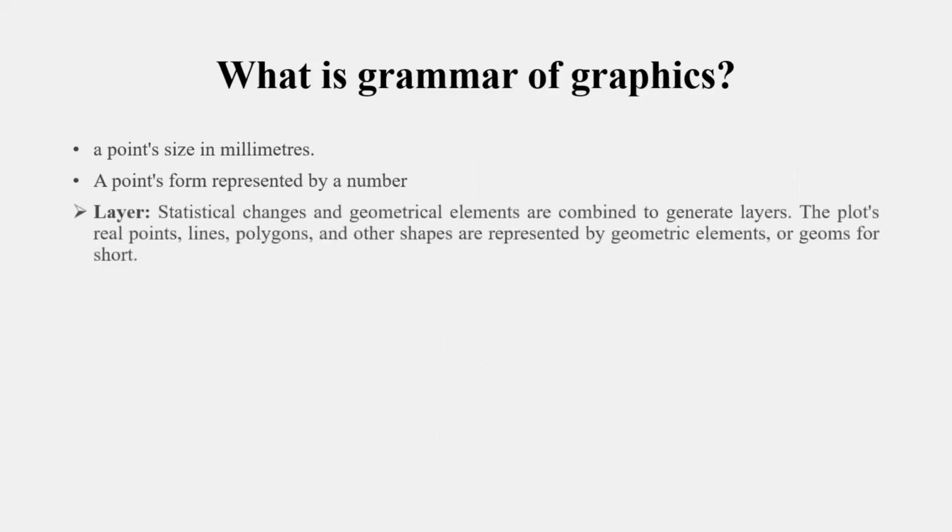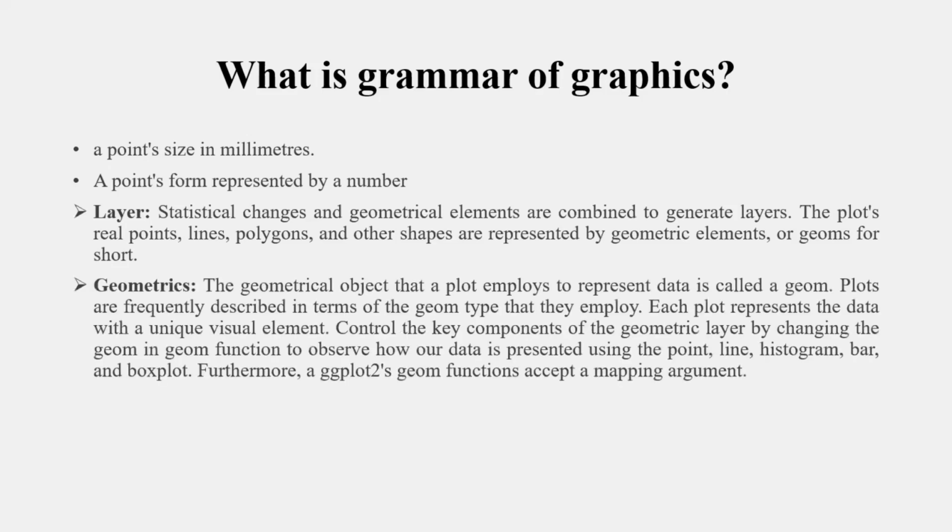Next, we have layer. Statistical changes and geometrical elements are combined to generate layers. The plot's real points, lines, polygons, and other shapes are represented by geometric elements, or geoms for short. Then we have geometrics. The geometrical object that a plot implies to represent data is called a geom.